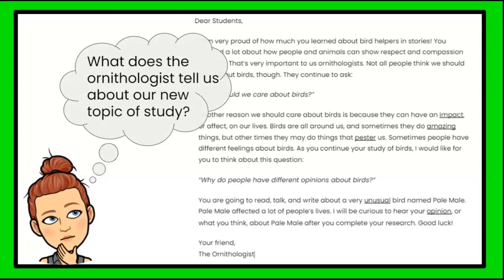What does the ornithologist tell us about our new topic of study? We're going to write and talk and read about what? Right, an unusual bird named pale male. What in this letter makes you think so? Right. In the last paragraph, it says you are going to read, talk, and write about a very unusual bird named pale male.